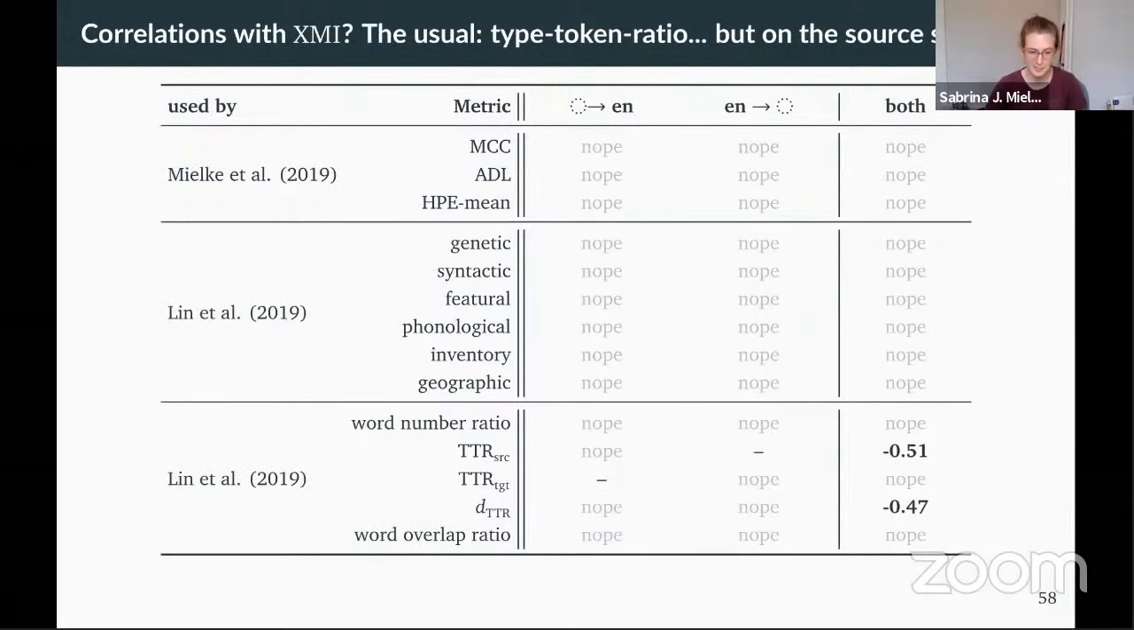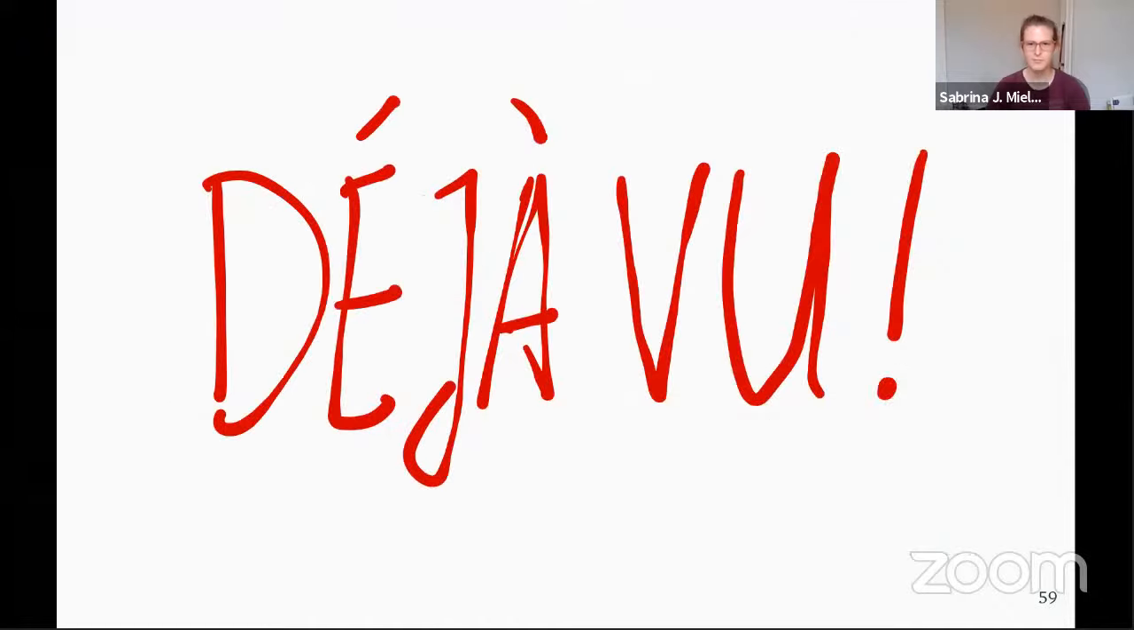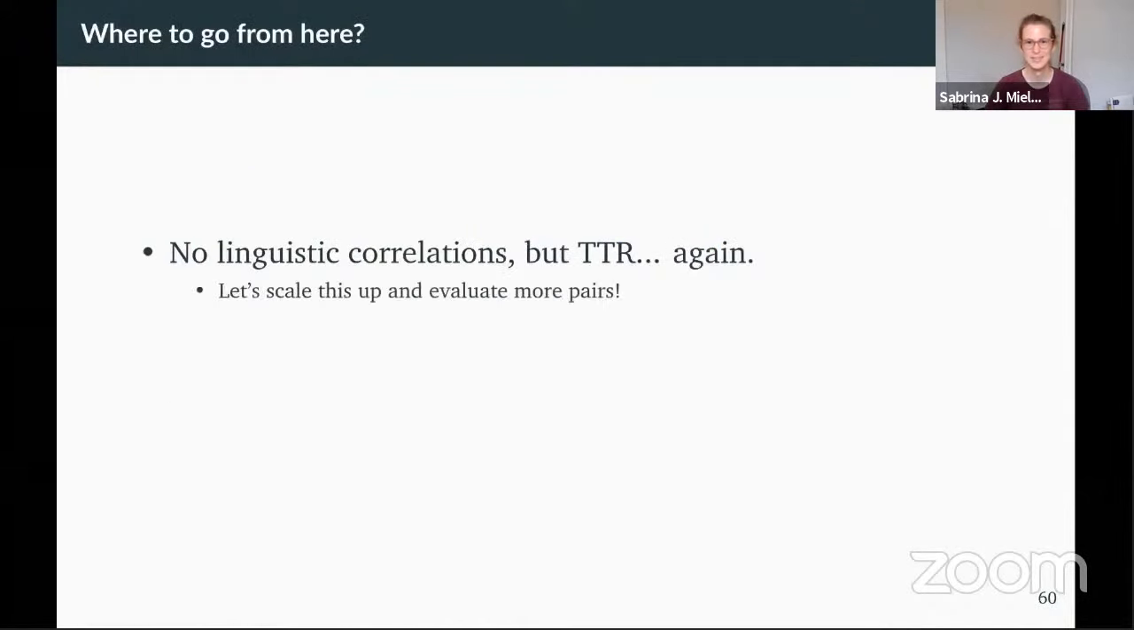We also made a table. It was like, hey, does it correlate with linguistic things? Déjà vu, nope, it doesn't. Which again was really frustrating. And we're going to get this TTR correlation. Yeah, what a mess. We probably at some point, hopefully, might scale this up to more languages and evaluate more pairs. Let me know if you're interested in doing something on that.